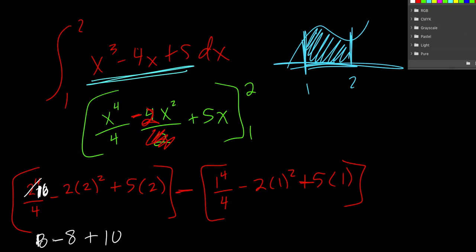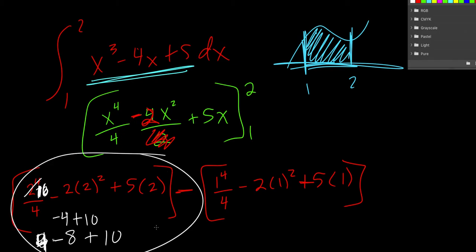16 divided by 4 is 4. 4 minus 8 would be negative 4. So we have negative 4 plus 10. And then we combine those. And so this entire thing was reduced down to 6. Okay? So I'm going to write this 6 minus, and then depending on what we get here.